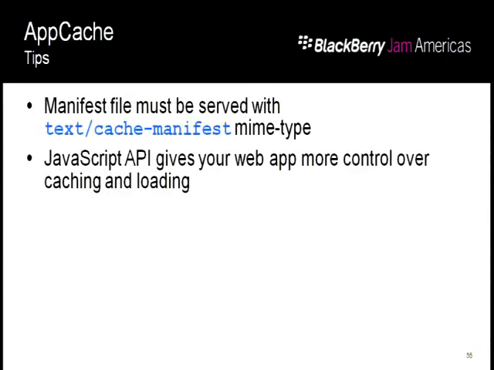So if you're going to serve a manifest file, you want to make sure that your server is serving it with the right MIME type. Otherwise, that will cause problems. And JavaScript API, more control. So the JavaScript API here, though, is like watching through a glass window, right? Yeah, I mean, it's the same thing, right?